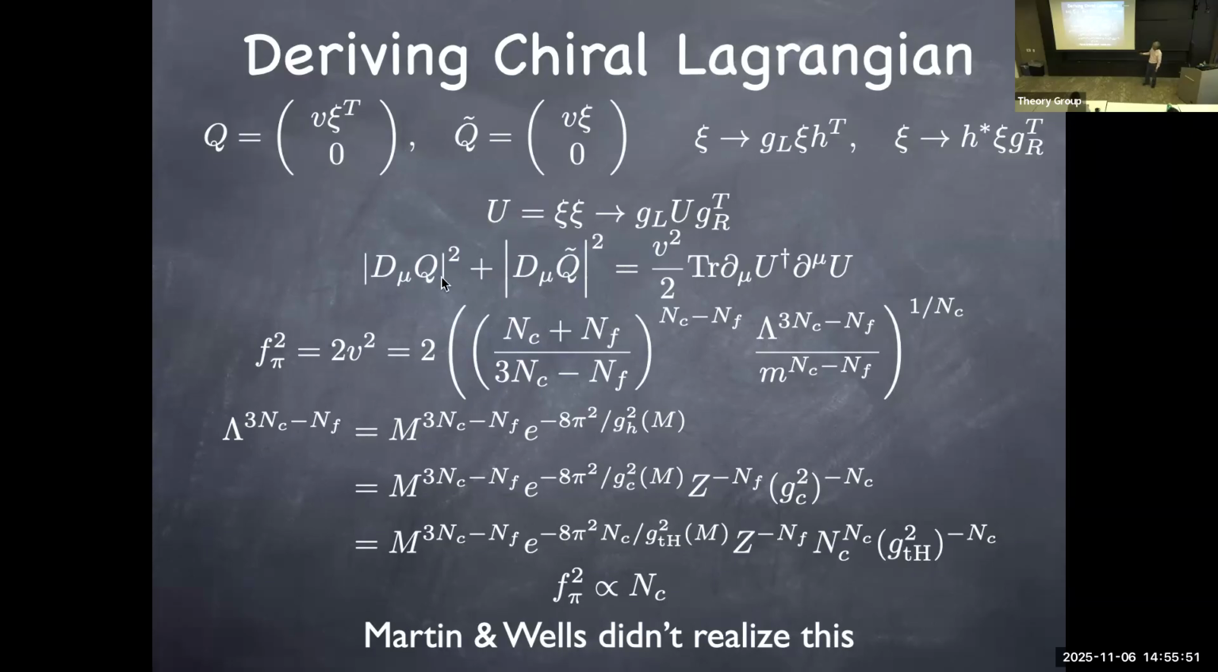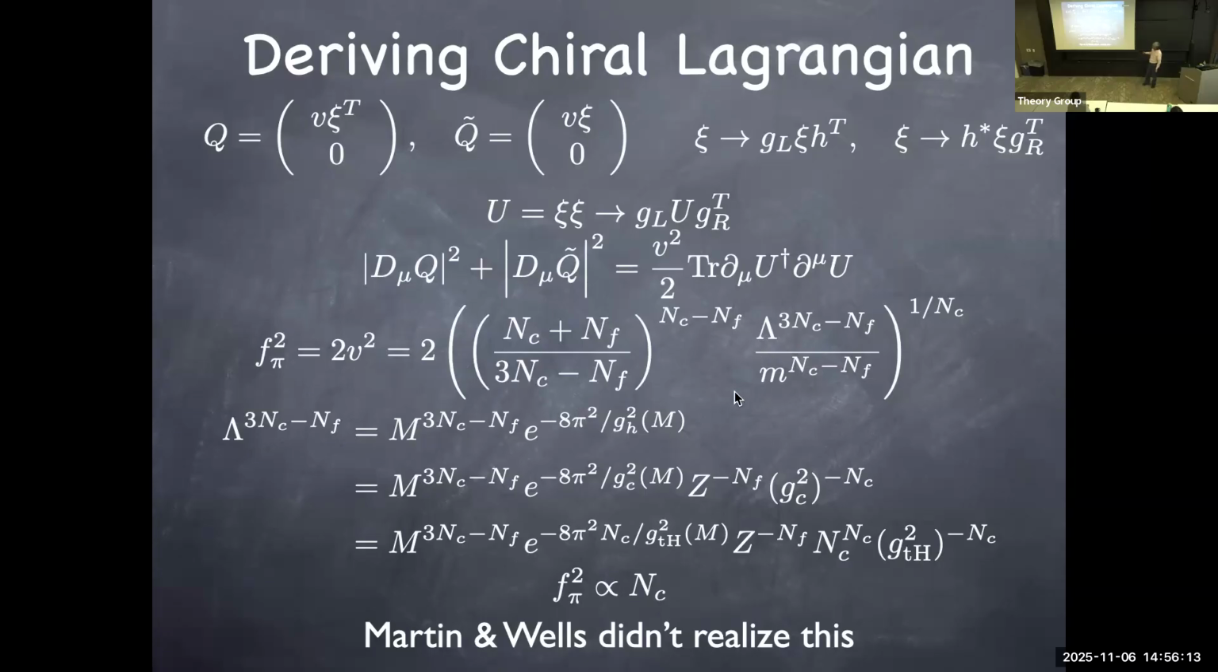And all you need to do is to rewrite this canonical kinetic term for quark fields using this C field. And that actually turns into the usual form of the chiral Lagrangian. So that's a derivation of the chiral Lagrangian. And out of this derivation, you can read off what the pion decay constant is, which looks like this.